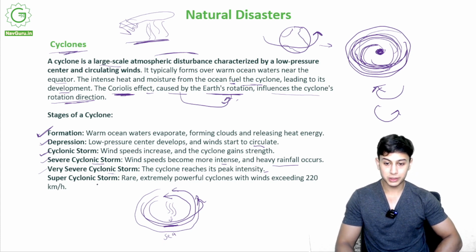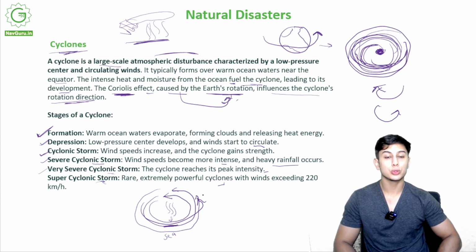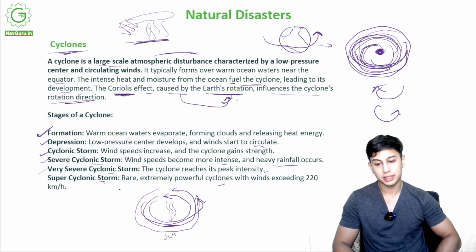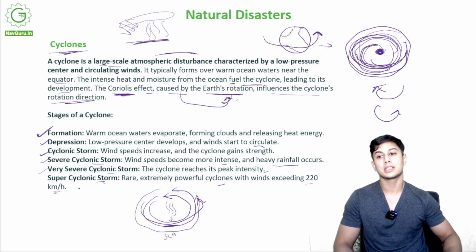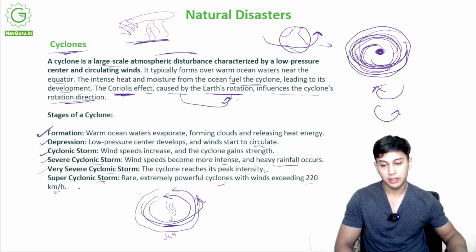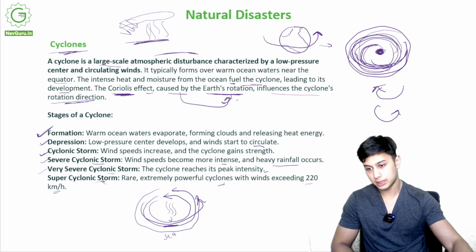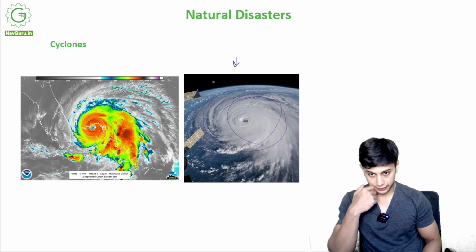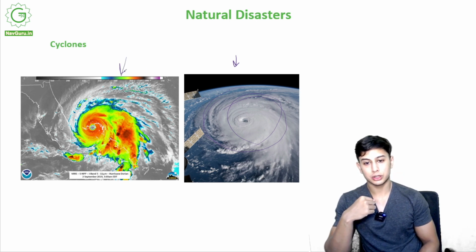Now, super cyclonic storm. This is a rare and extremely powerful cyclone. It is very rare, with very strong winds exceeding 220 km per hour. Okay, so winds blowing as fast as the bullet train, right? Very fast, strong winds which can carry away houses, which can carry away everything that comes in its path. It is destructive.